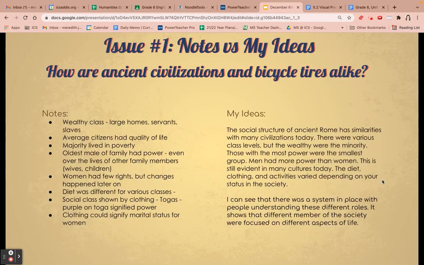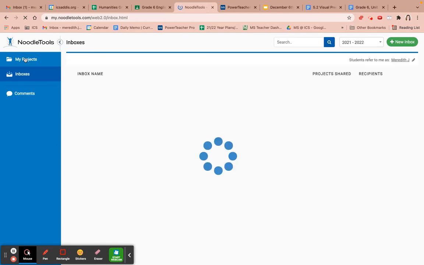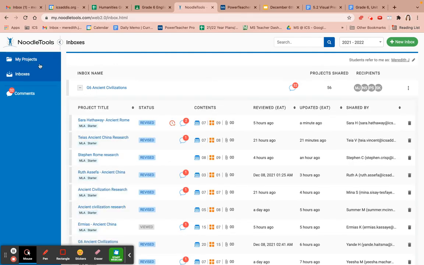I have two really big issues in Noodle Tools. I am seeing a lot of people who are very, very confused about the notes versus their own ideas. I'll click up on Noodle Tools and open one of my own projects, so I'm going to try to show you an example of that. I put it on the slide as well, but I want to show you where this shows up on the card.